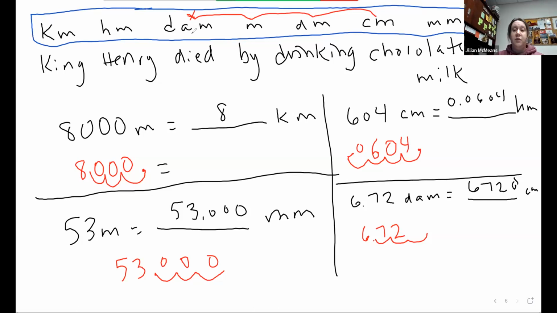Remember, if you're going from a bigger unit to a smaller unit, really what you're doing is you're multiplying by powers of 10, which just moves your decimal to the right. When you're going from a smaller unit to a bigger unit, you're really just moving your decimal to the left, because what you're secretly doing is dividing by powers of 10. So it's all about just moving a decimal place left or right.